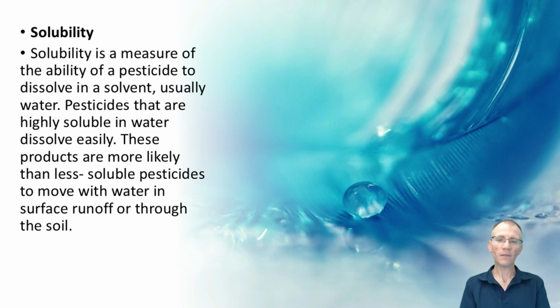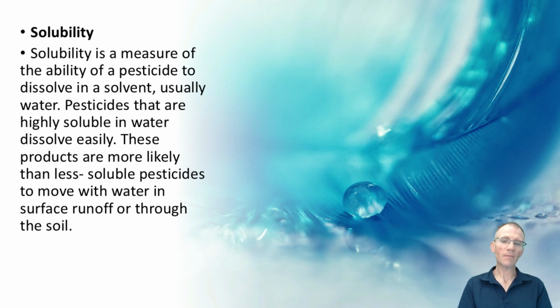So there's some really good points here. Solubility is going to be that measure of the ability of a pesticide to dissolve in a solvent, usually water. So what that says is, just right up front, if you're putting a product out that's water soluble and you know there's rain in the forecast, what are you really doing? You're putting out there the potential for that pesticide to get carried off target.